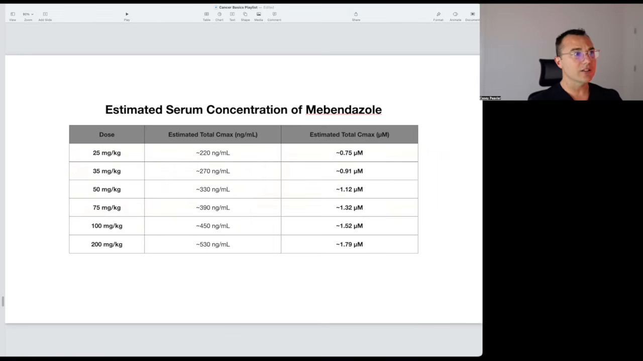Now, the question is, what are the estimated serum concentrations of mebendazole at what I would consider therapeutic dosages? Now, there are people out there who are recommending that people take 100 milligrams, 200 milligrams of mebendazole, 500 milligrams of mebendazole. And there is evidence to suggest, and we'll look at this, that that could be helpful. But if you look at most of the preclinical or clinical studies on mebendazole, they use somewhere between 25 and 200 milligrams per kilogram.